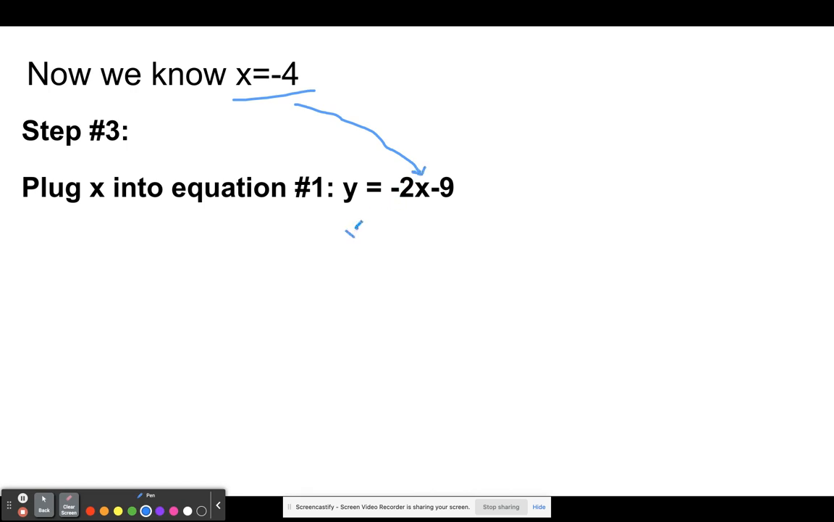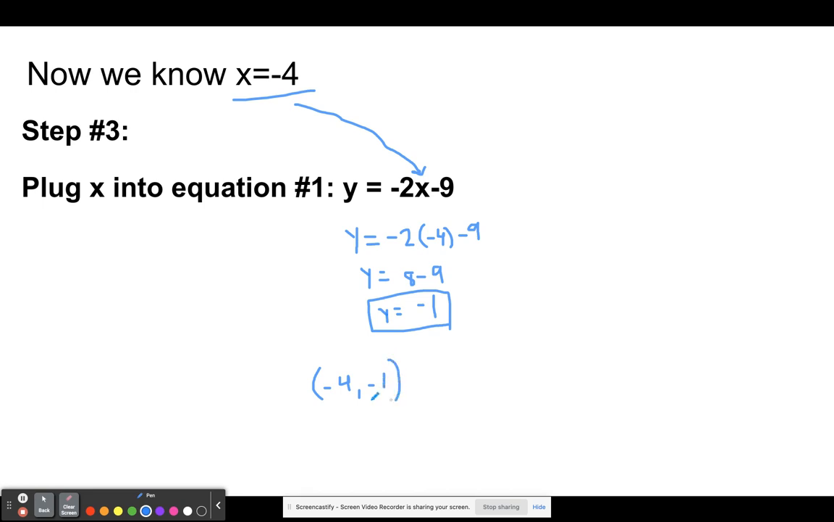So now anywhere where I see the variable x, I'm going to replace it with the negative 4. So now I have y is equal to negative 2 times negative 4, because again, I know x is equal to negative 4, minus 9. So y is equal to negative 2 times negative 4 is 8, minus 9. Y is equal to 8 minus 9 is negative 1. And now I know my y. That means I can state my final solution is negative 4, comma, negative 1.